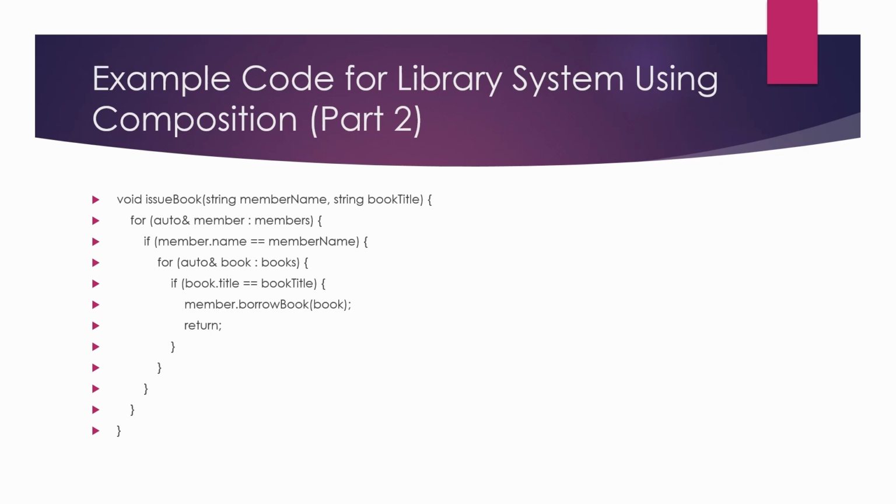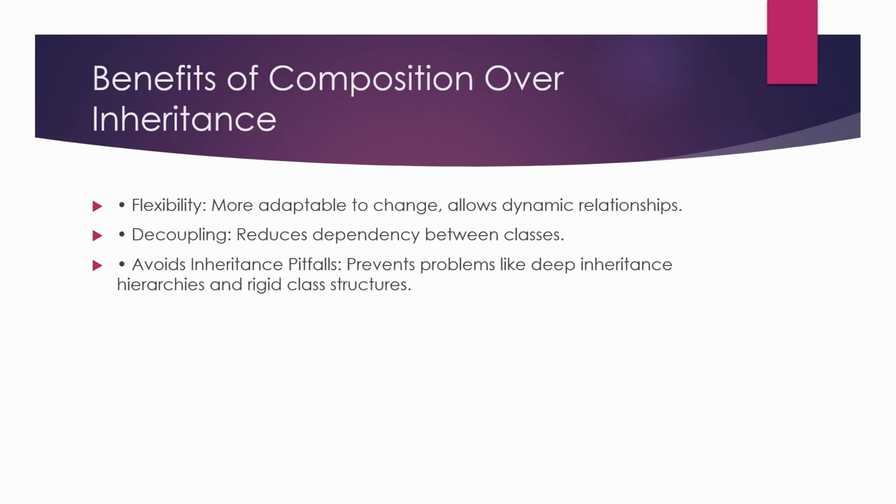Here's how we can issue books. When a member requests a book, the system checks the books available in the library and issues the book if it's found. Composition offers several benefits. It provides flexibility and decoupling, meaning changes in one part of the system won't heavily impact others. It also avoids the pitfalls of deep inheritance hierarchies, making your code more maintainable.